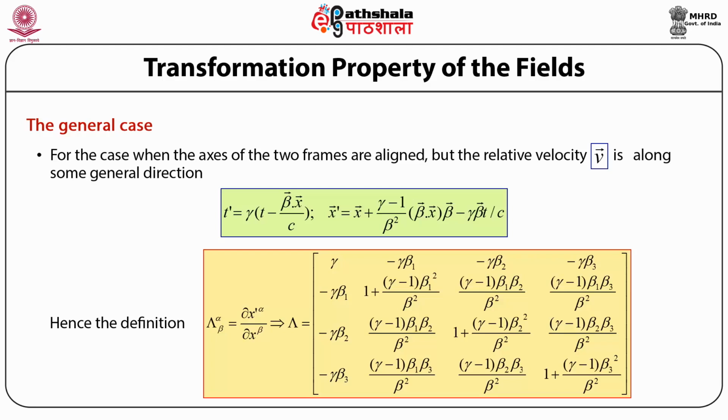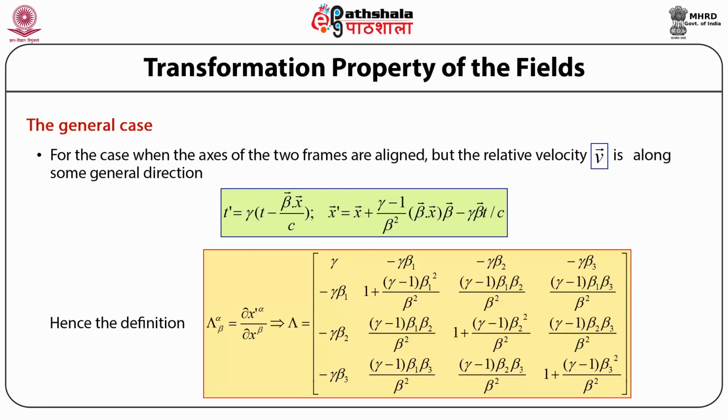The second row elements are given by minus gamma times beta subscript 1, plus within brackets gamma minus 1 times beta subscript 1 square by beta square, within brackets gamma minus 1 whole times beta subscript 1 beta subscript 2 by beta square, within brackets gamma minus 1 times beta subscript 1 times beta subscript 3 by beta square.